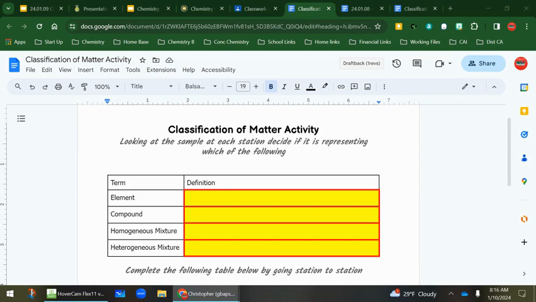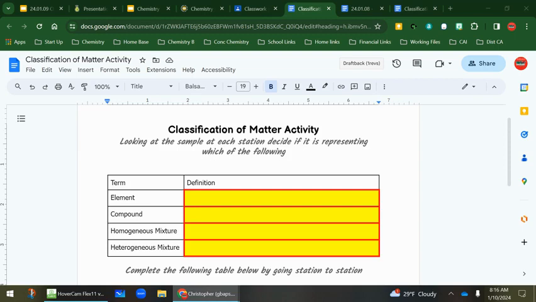Now, because some of these I'm trying to represent a homogeneous mixture, when you go to the station, please do not move the things inside the container around. Some of them are set so that there is supposed to be kind of a pattern to them to hopefully help you distinguish between homogeneous and heterogeneous.